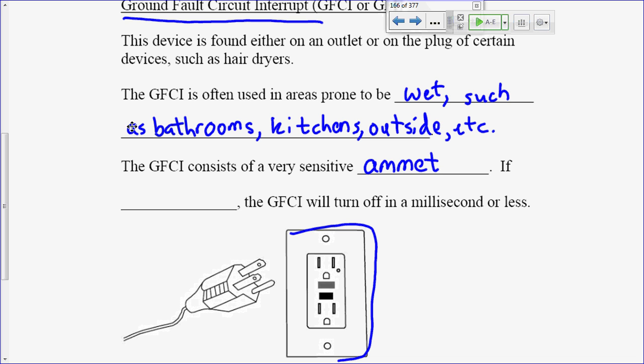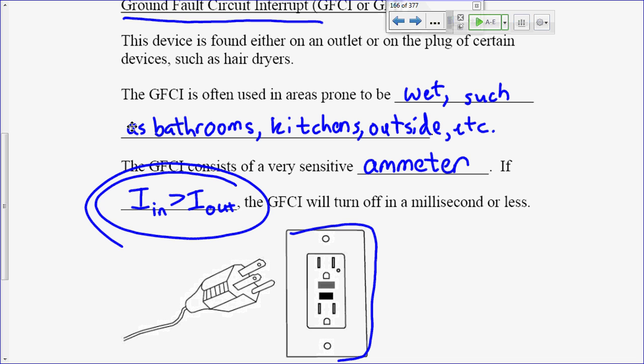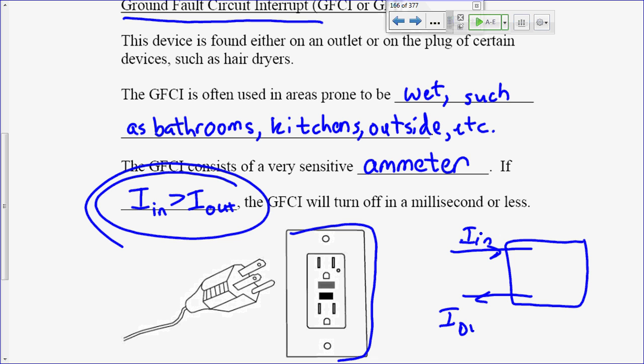Ammeter measures what? Current. It measures current. And if I in ever exceeds I out, the GFCI will turn off in a millisecond or less. So a very short amount of time. So it measures the incoming current and the outgoing current, and it asks, is this bigger than I out? If you imagine that you have this device, hair dryer or whatever, you have current coming in, and then you have current coming out. What does it mean for I in to be bigger than I out? That means that you're losing current somewhere in the device.